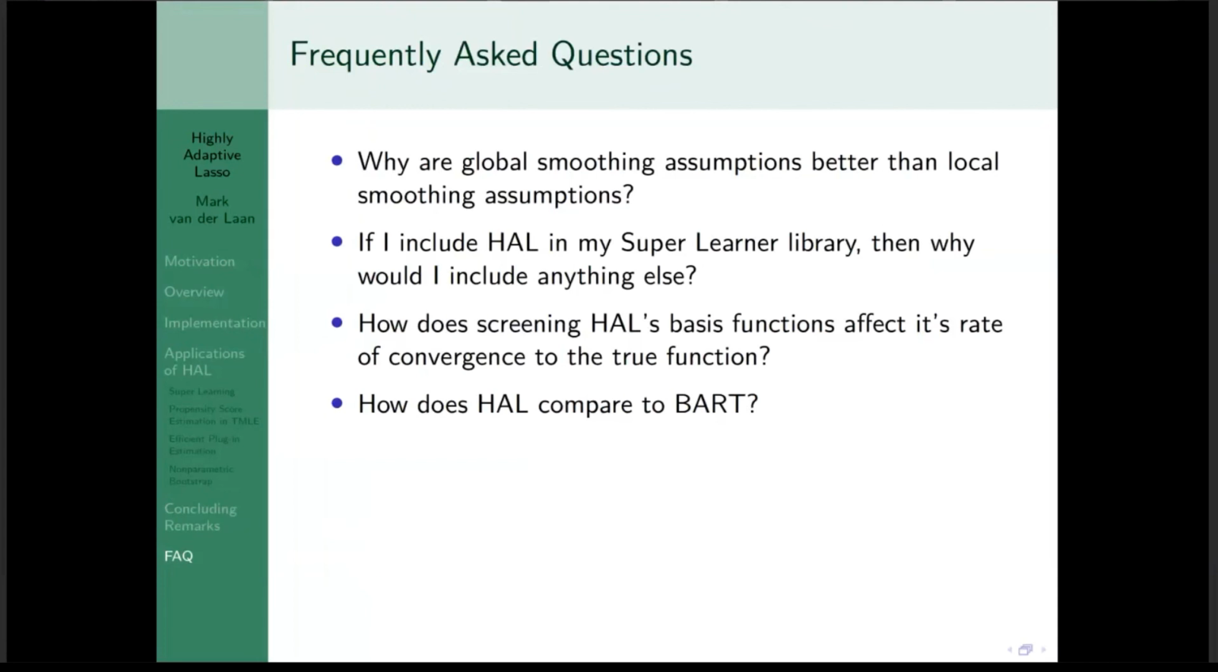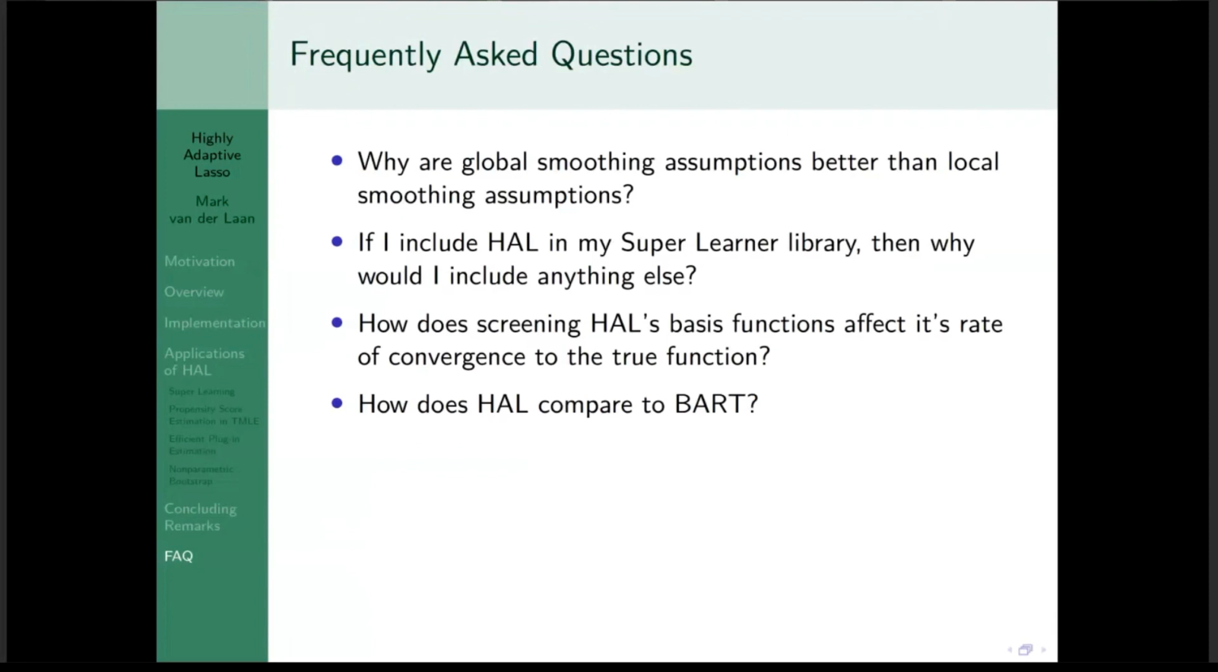HAL doesn't make any local smoothness assumption. It only says it has to be globally restricted in its complexity. So it can have jumps, but it cannot go up and down more than this over the whole range of its domain. And that's the restriction which gives us this rate n to the minus 1/3. So it has nothing to do with local smoothness.